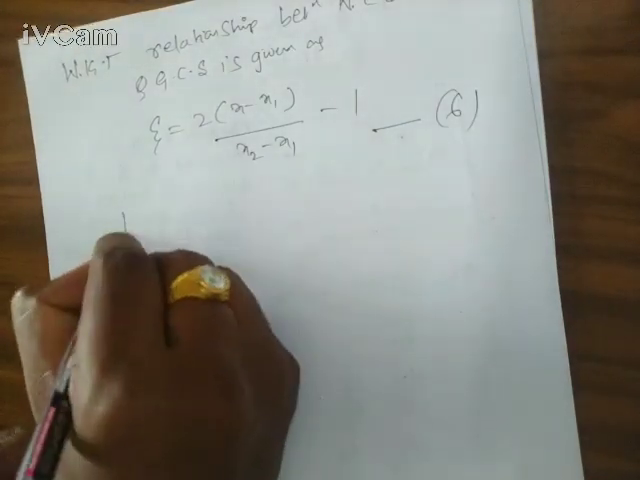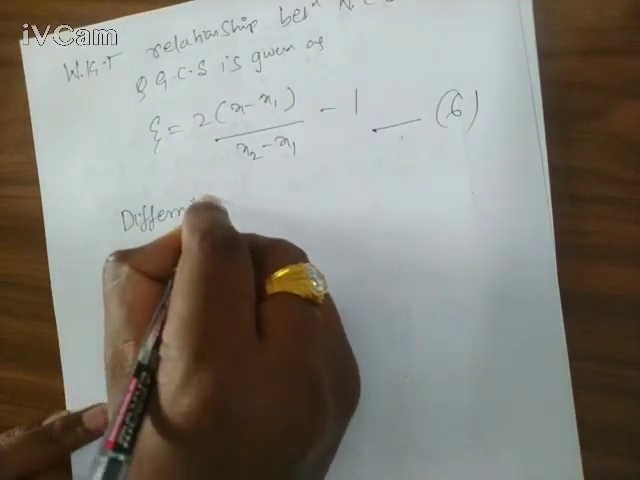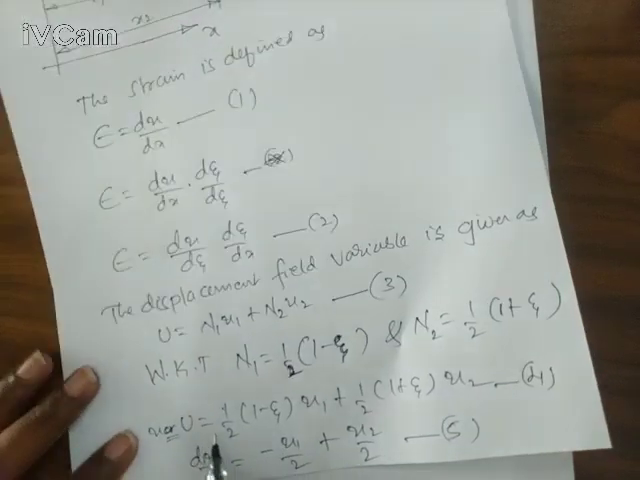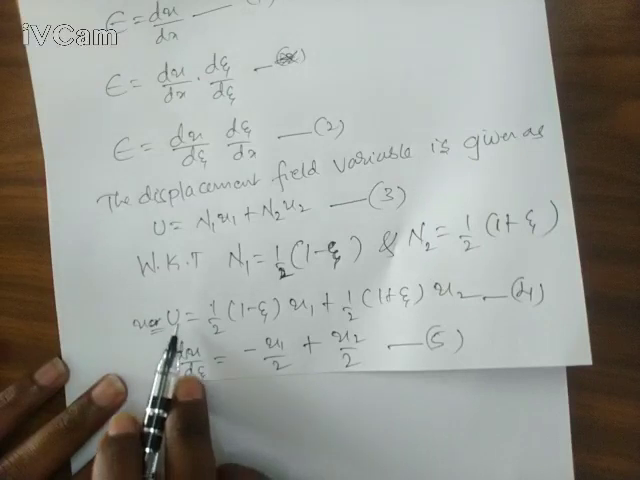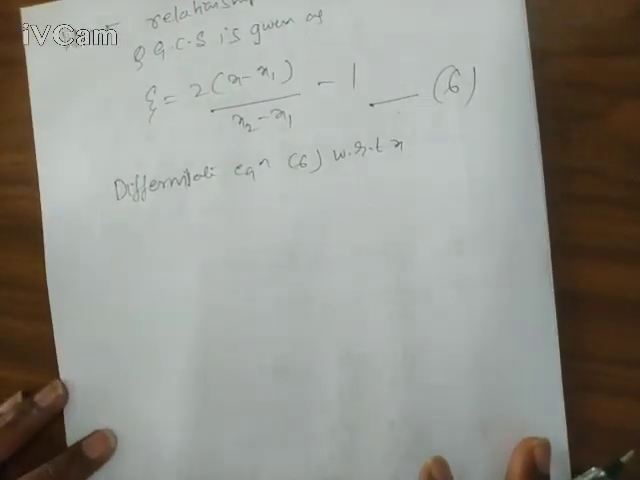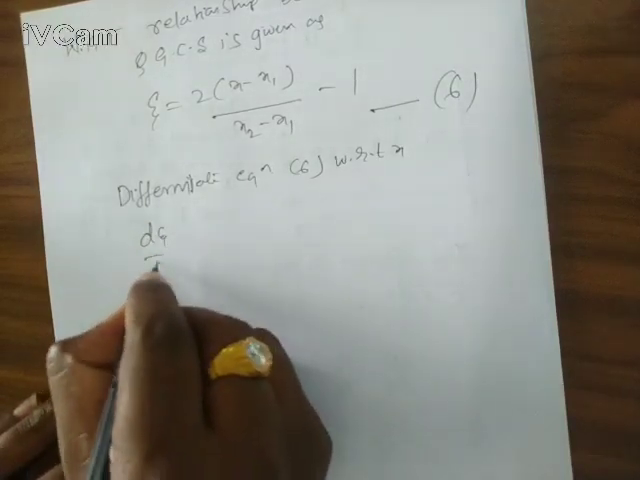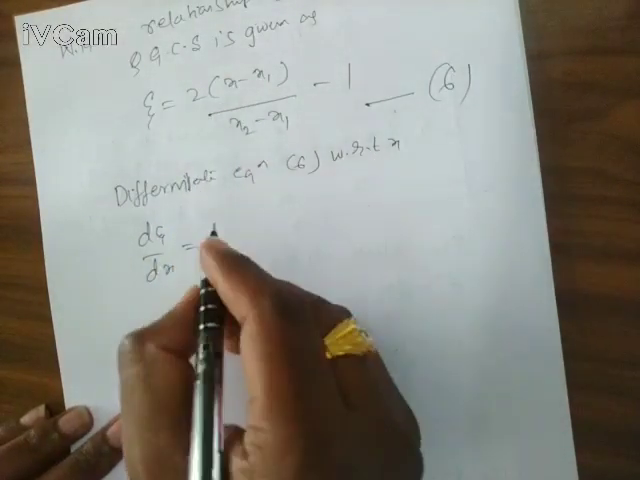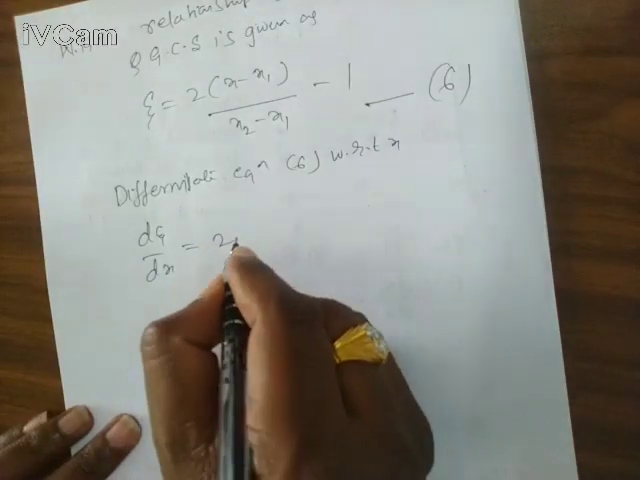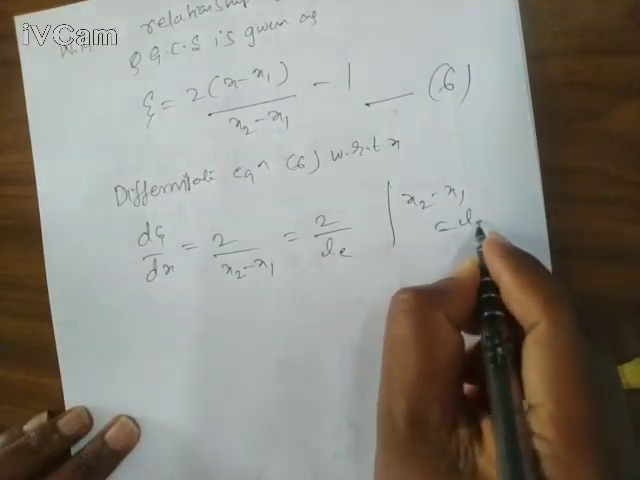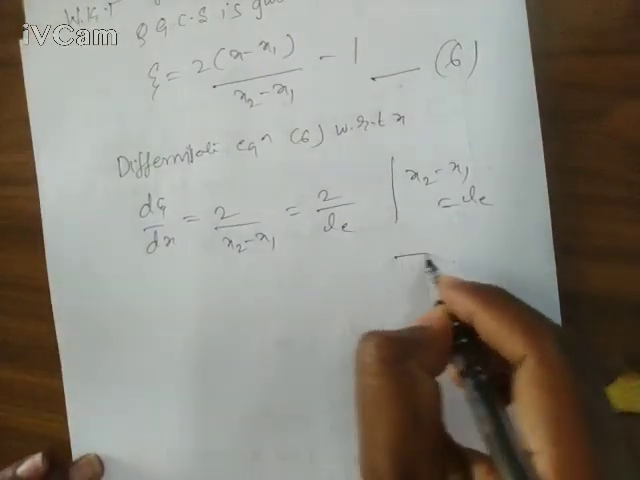Now differentiate equation 6 with respect to x. Earlier I differentiated equation 4, where u is there, with respect to zeta. Differentiating equation 6 with respect to x, d zeta by dx is equal to 2 divided by x2 minus x1, since only x is there, not x1. Further, x2 minus x1 is the length of the element, so I get 2 divided by Le. I am going to call this equation 7.